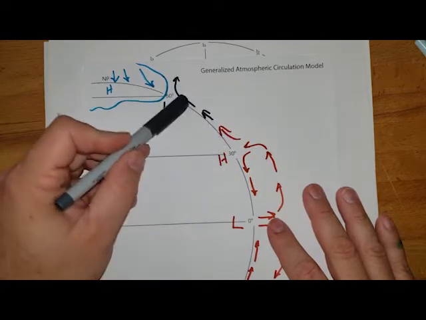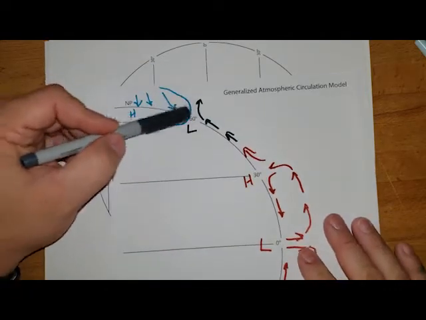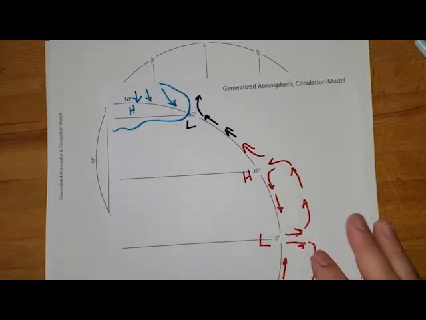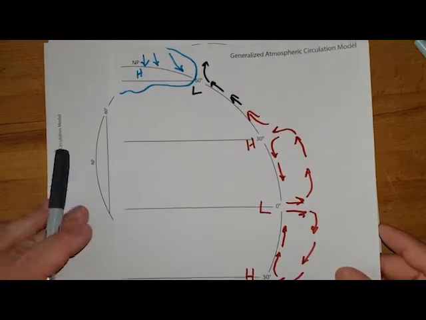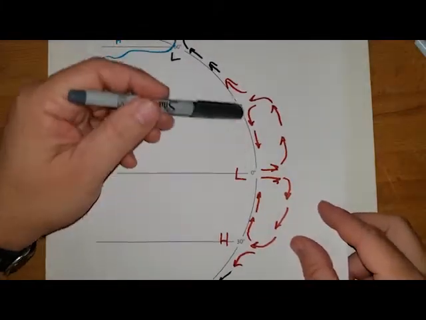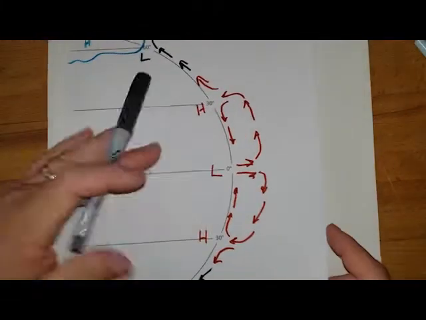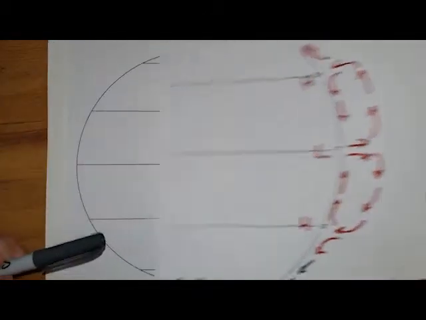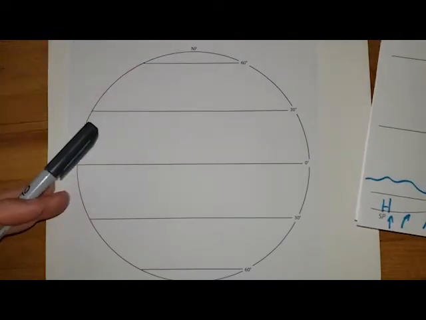Then the air goes towards the poles. It runs into this cold, dry, dense air. This is more humid, and that air begins to rise, and that's causing that low pressure system. Let's take a look now at what this looks like if we were to take these high pressure systems and low pressure systems, and instead of just looking at the side view of the Earth, let's see what it does over the surface of the Earth.